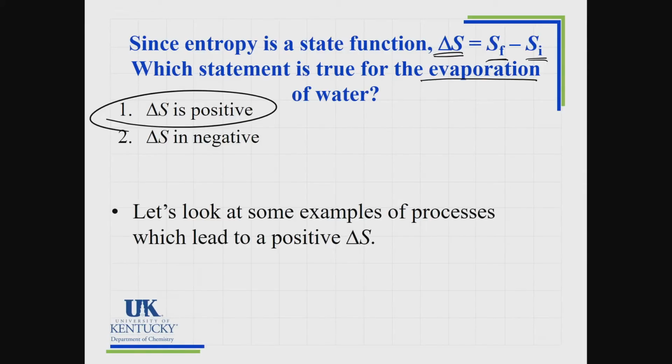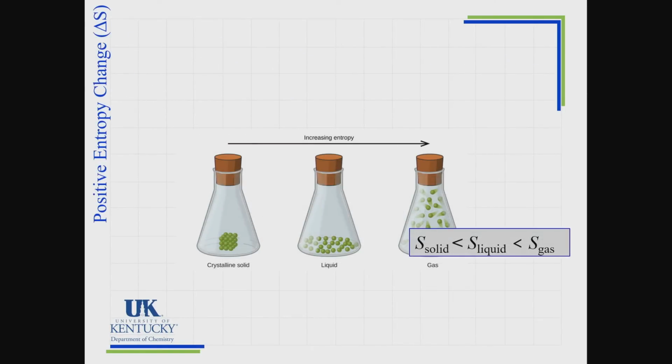So we're going to look at some other examples of processes that give you a positive delta S. Okay? We're going to continue thinking about this image for a little bit. So everything that I write up on the screen there are going to be things that have a positive change.